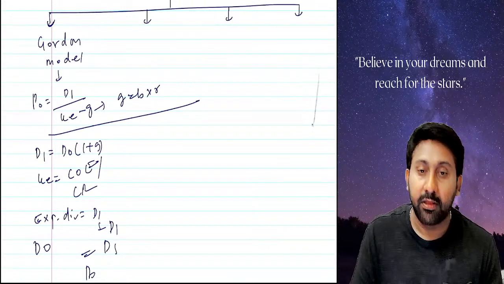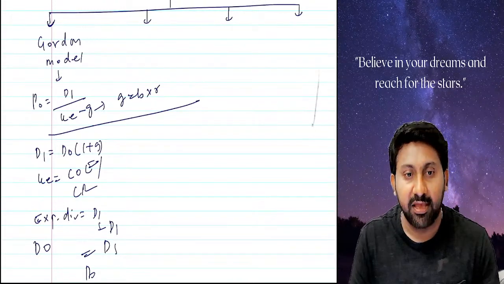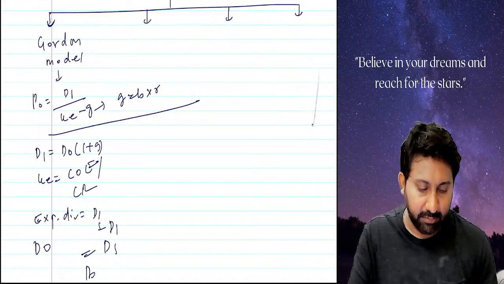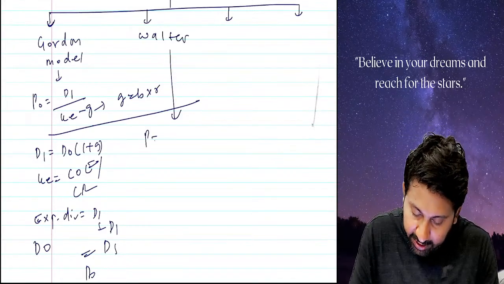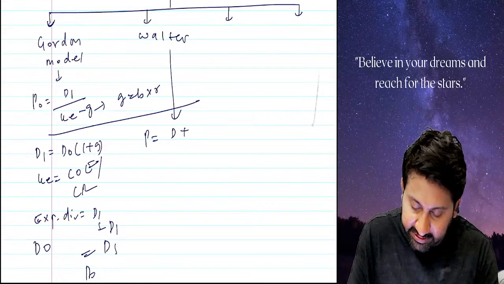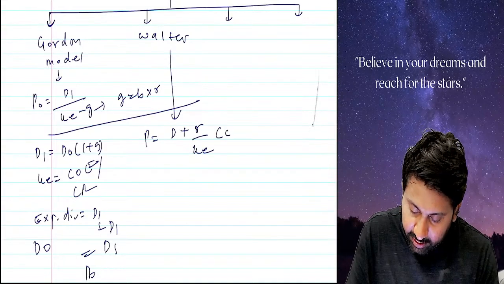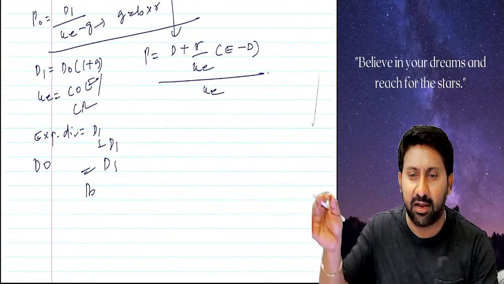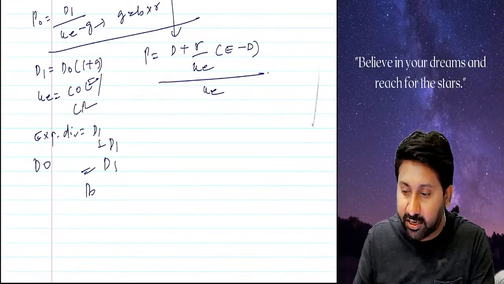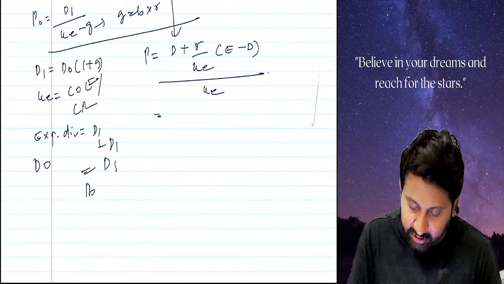Second one. They may ask you a question. Okay. Chances are very less, but the chance is there. The Walter model also they can ask. P equals D plus R by KE into E minus D, whole divided by KE. Only one formula was given, but problems are not there. But don't take the risk. This also can be asked.